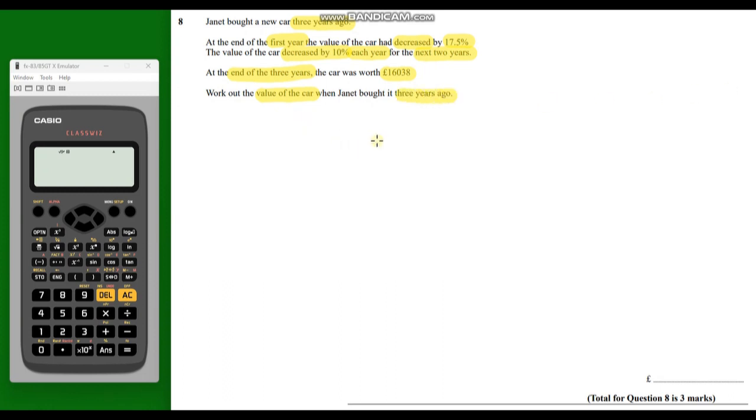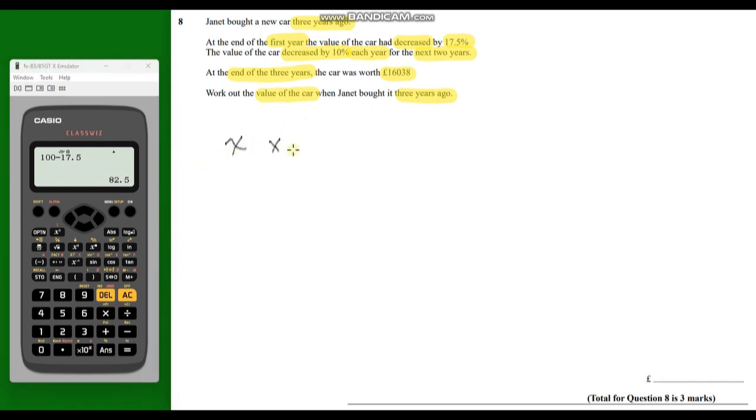So for this question, we're going to be working backwards to work out the original value. So let's just say the original value was X. Well, at the end of the first year, the value of the car is decreasing by 17.5%. So we're starting off at 100% and we're going to subtract 17.5%. So 100 minus 17.5% gives us 82.5%. So now our car is worth 82.5% of our original value. So our multiplier will be 0.825.